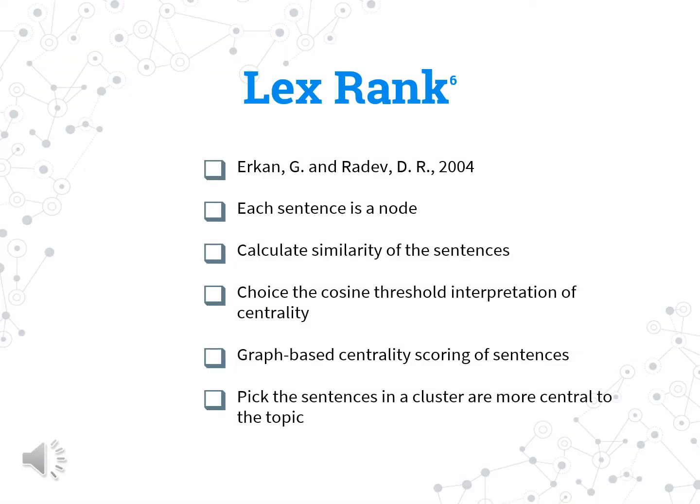LexRank. The idea is to treat each sentence as a node and calculate the similarity of the sentences, and then choose the cosine threshold, an interpretation of the centrality, and make the graph-based centrality scoring of the sentences. Finally, the sentences in the rank are more central to the topic.